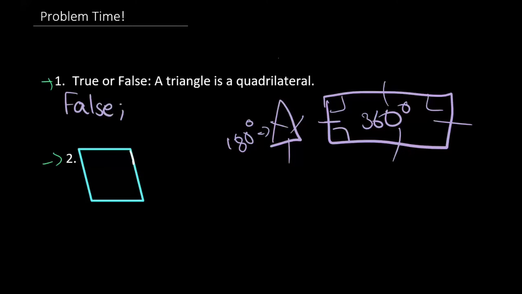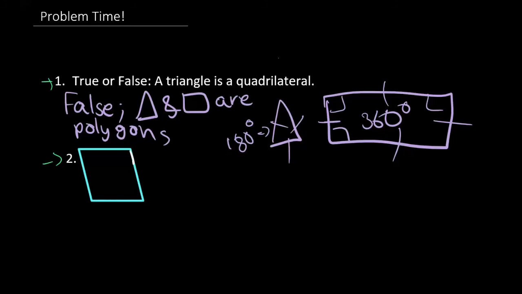Now we have to turn it into a true statement because it is a false statement. Alright, so one statement that we can say is that a triangle and a quadrilateral are polygons. Or there are other true statements you can say, but I'm just gonna do that for now. So a triangle and quadrilaterals are polygons. Okay, now let's move on to the next one.